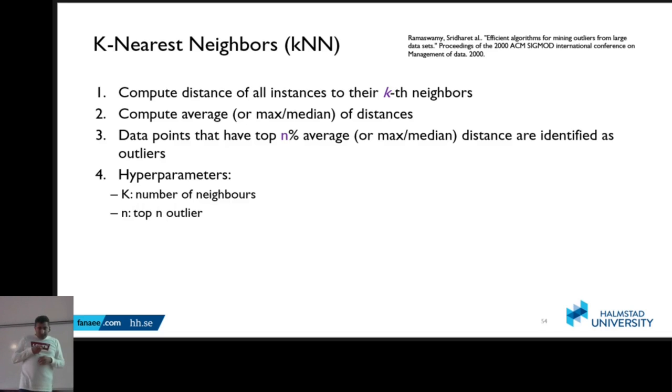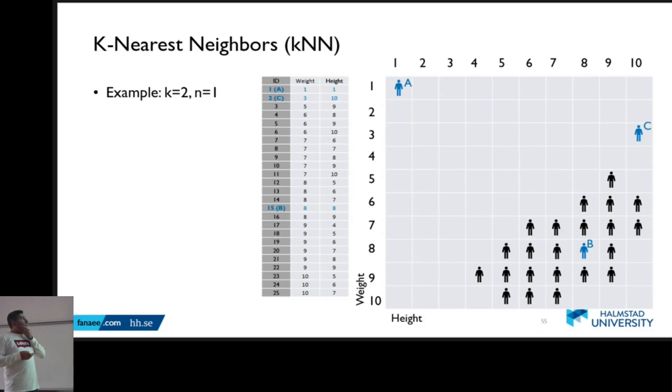The most popular method from the neighborhood-based approach is k-nearest neighbors, published in 2000. It computes the distances of all instances to their k-nearest neighbors, and then computes the average of the distance, or maximum, or sometimes median. The data points that have the top n% average, maximum, or median distances are identified as outliers. The hyperparameters are the number of neighbors, k, and n, which is the top n percent of outliers. So let's look at an example. Let's say that we set k equal to 2 and n equal to 1.